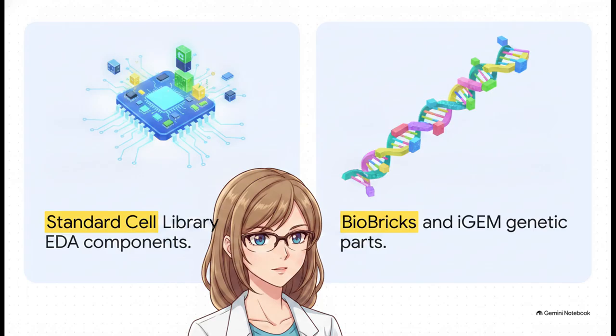The biological equivalent to this is a library of BioBricks or iGEM genetic parts. Think of these as the literal Lego bricks of DNA. They're standardized, reusable biological parts, like promoters, genes, and genetic switches, that we can confidently snap together to build complex genetic circuits, knowing exactly how they'll perform.